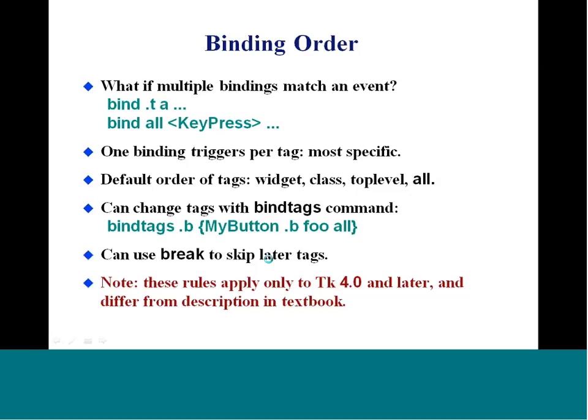You can have, for example, here A, and then you can also have, let's say, bind all key press. So when you press the key, which is triggered, and how is it triggered? There are various things that we can do. One is we can say one binding triggers per tag, the most specific binding.